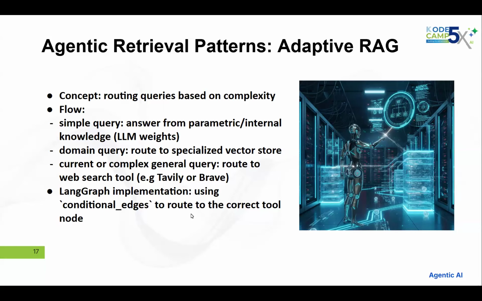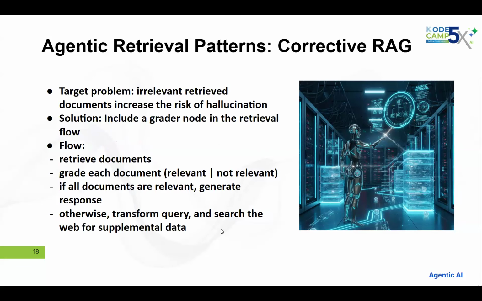Yeah, so we look at the next pattern. Corrective RAG. Now, in corrective RAG, the target problem is this. Sometimes when you perform RAG, even when you retrieve information, the information you retrieve is irrelevant. And if the model generates a response based on that irrelevant information, it will most likely hallucinate. So corrective RAG tries to solve this problem by including a grader node in the retrieval pipeline, the retrieval cycle.